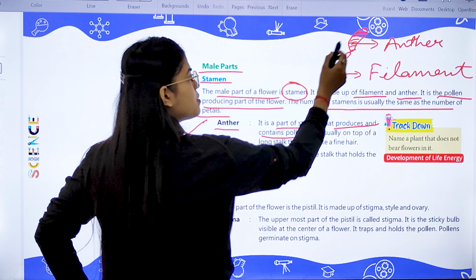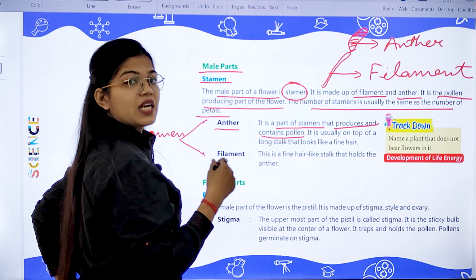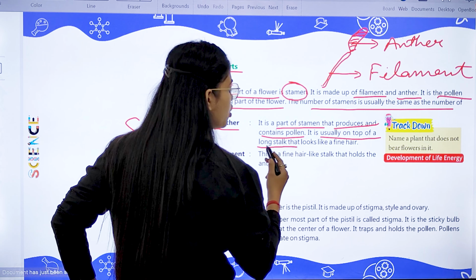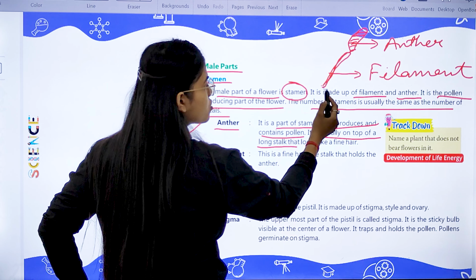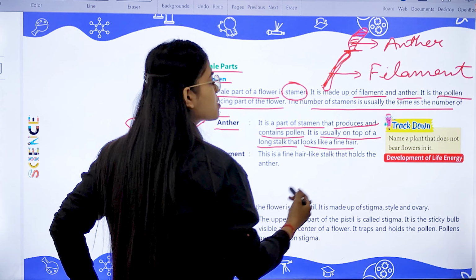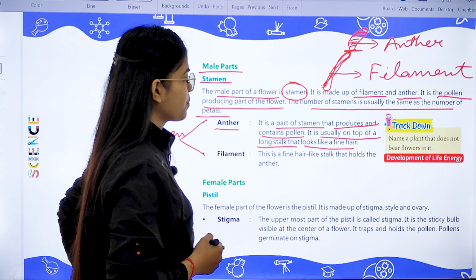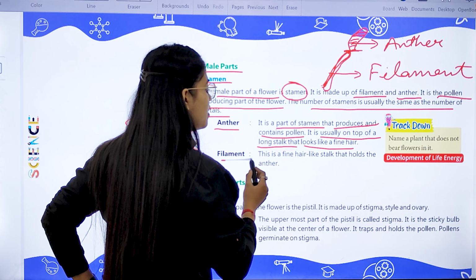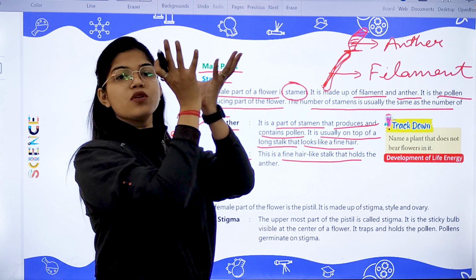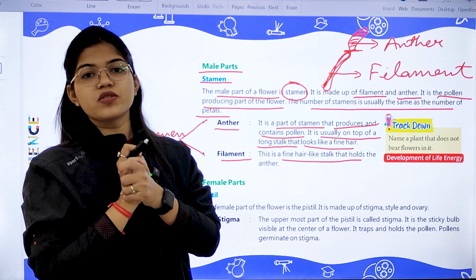Okay. So, this anther part produces and contains pollen, and it is usually on top of a long stalk like this. This is a long stalk on which top is this anther part, and it looks like a fine hair. Next, we have filament. What is it? This is a fine hair-like stalk only, which holds the anther upwards.